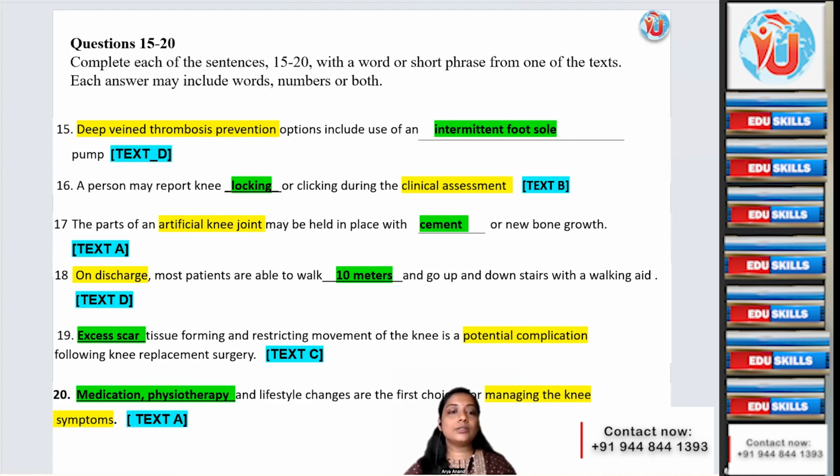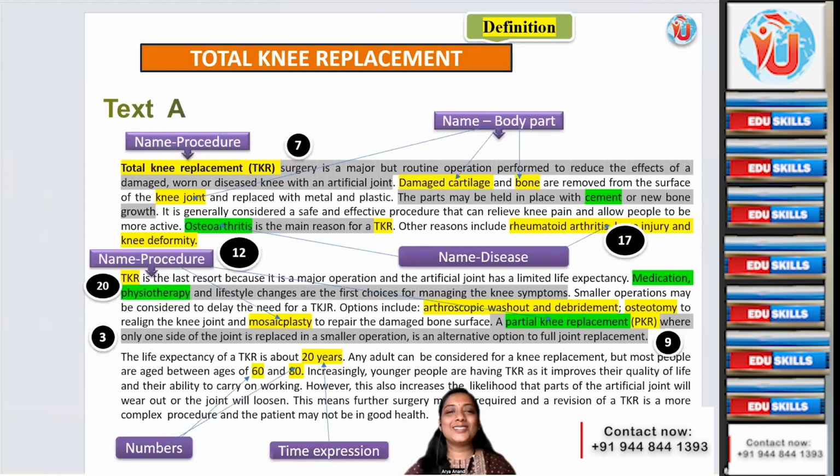Okay, so we took only this much time to complete reading part A, if you know the sequence. If you don't know the sequence, it is very difficult because you will search in all the texts. You will find a keyword, like deep vein thrombosis, and if you don't know from which text, you will search for that word in all the texts, right? Yes. So from text A, these many questions are there.